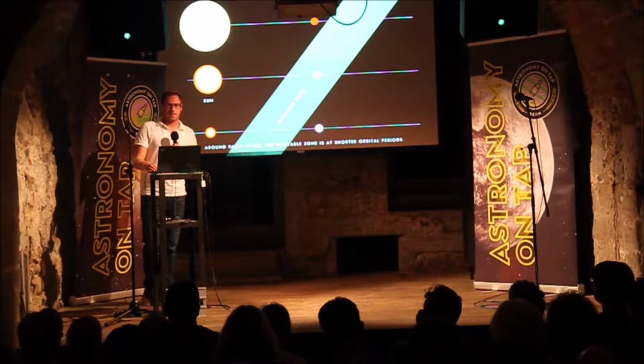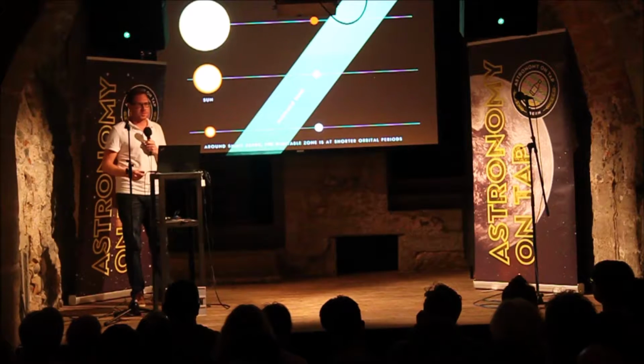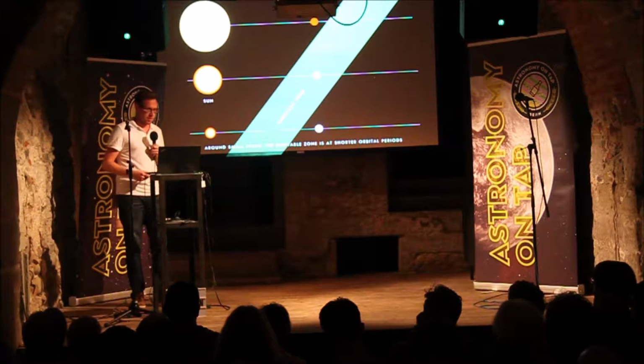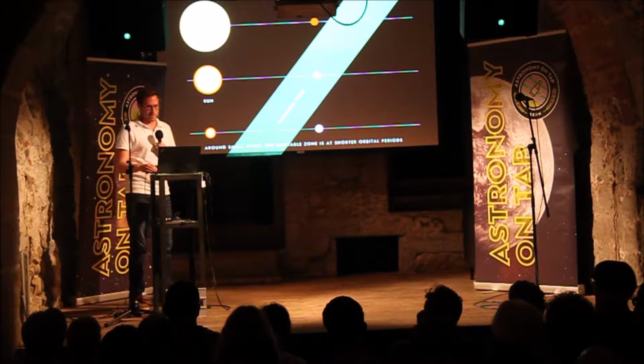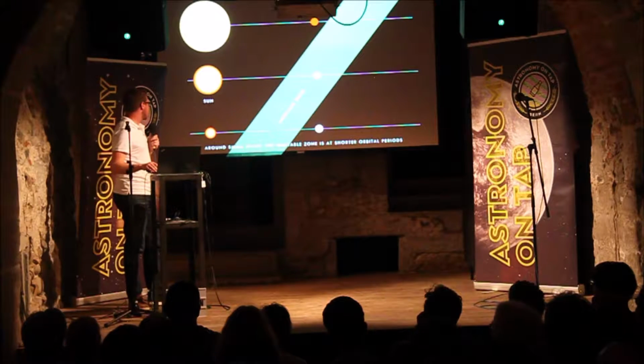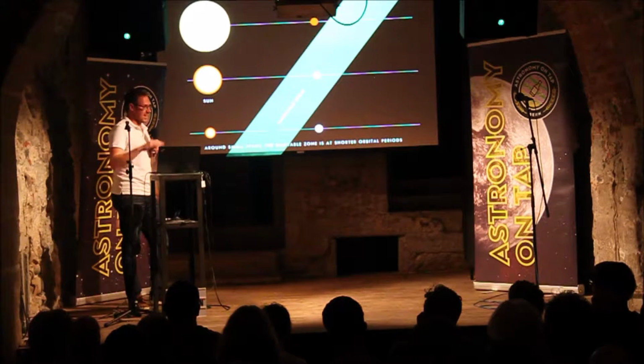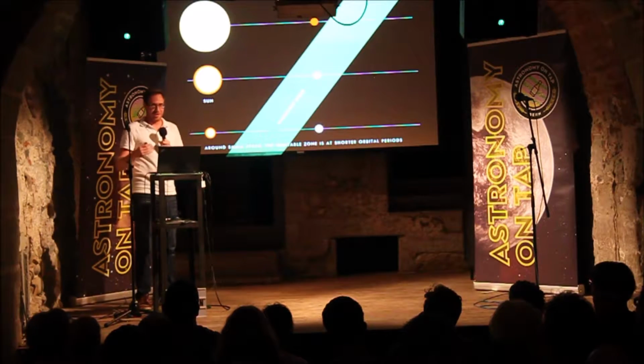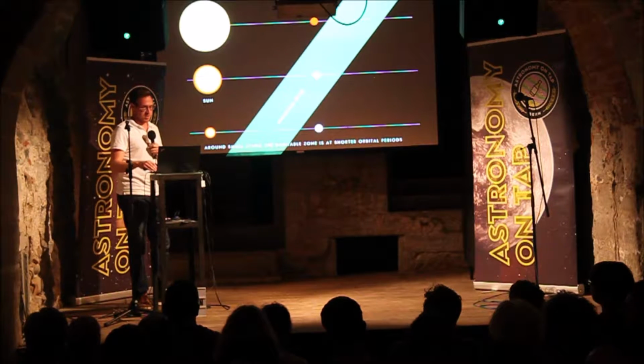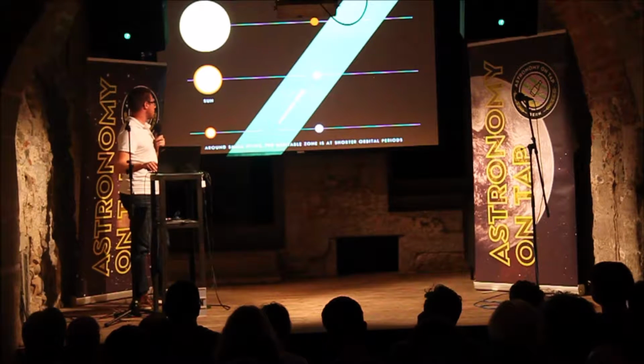And Trappist is such a small star. It only has 10% of the mass of our Sun, and it's only the size of Jupiter, so it's very tiny for a star. It's actually on the lower limit of where you are still a star, because you can still burn hydrogen.